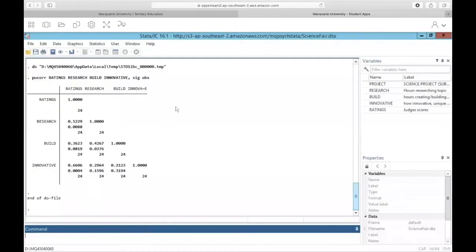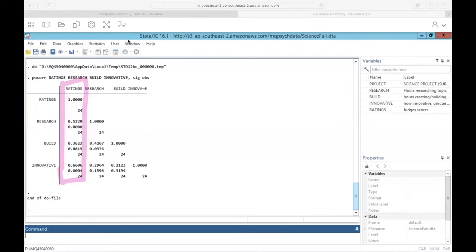We have this nice, neat table here, with this column showing us the relationship between our DV ratings and our three independent variables. So we can see that all three of these relationships are positive. A coefficient of 0.52 for ratings and hours spent researching would be considered moderate. A coefficient of 0.36 for hours spent building would be a mild relationship. And 0.66 for innovative would also be moderate, perhaps moderate to strong.